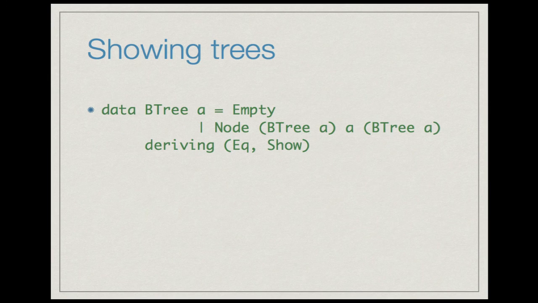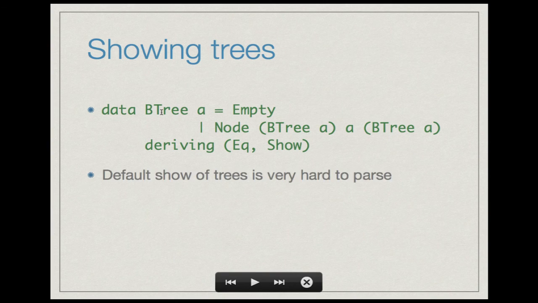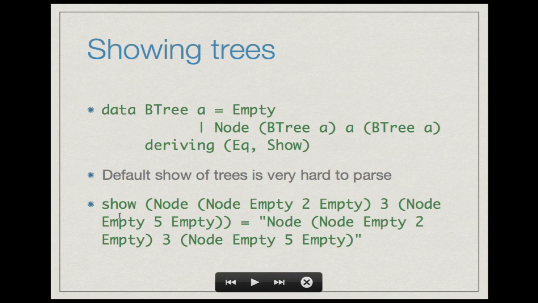Let's look at how we can display trees. A simple way of displaying trees is to say deriving show in the data type declaration. But the default show method on trees is very hard to parse. For instance, show of this complicated tree is just the same representation given inside quotes. As you can see, this is not very easy to read.